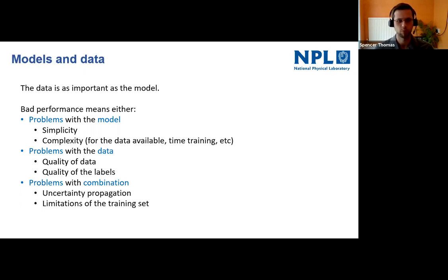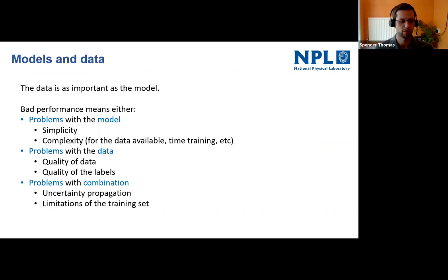But then there are also problems with potentially the combination of the data and the model. They both might be perfectly fine in their given contexts. The data may be very well collected and very well standardized. The model may be suitable for those kinds of tasks, but for some reason, combining the two of them, there are still some issues in there, and that might be due to uncertainty propagation through the model itself, because of how they're fitting together, or limitations in the training set.